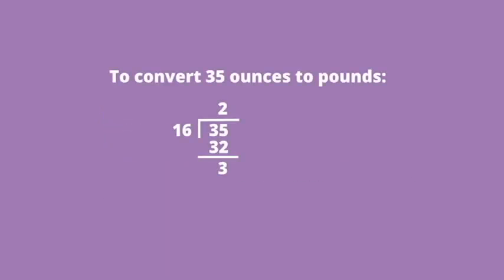To convert 35 ounces to pounds, divide 35 by 16. Thus 35 ounces equals 2 pounds and 3 ounces. This is the same answer that we got by using the unit factor method.